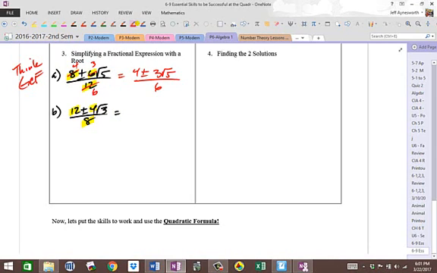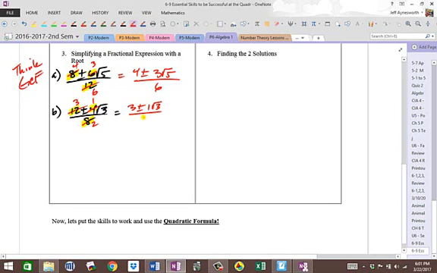All right, here we go. 4 divides all these numbers, so we're going to divide them all by 4. 12 divided by 4 is 3. 4 divided by 4 is 1. 8 divided by 4 is 2. And we get 3 plus or minus 1 rad 3 divided by 2, which happens to be 3 plus or minus rad 3 divided by 2.